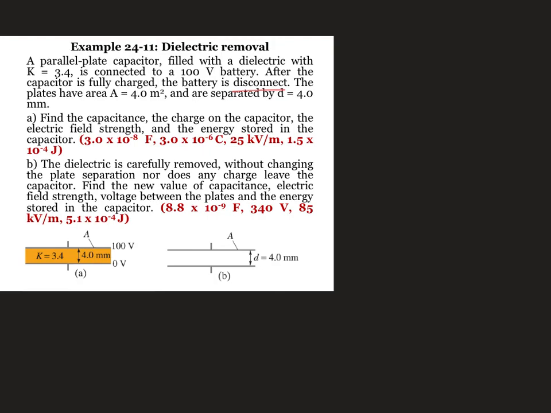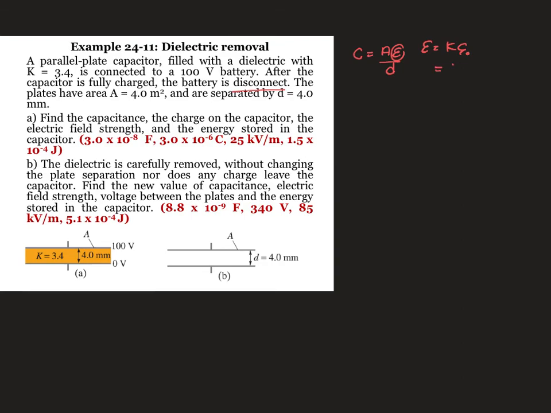For the capacitance, you are going to use C equals A epsilon over D. Where do we find the epsilon here? Use epsilon equals K epsilon naught. So you need to find the permittivity of the dielectric material.